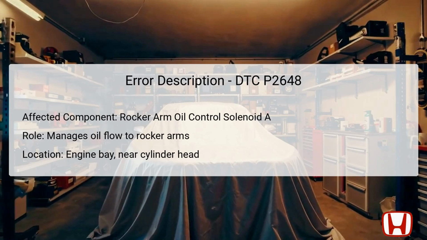If the solenoid fails or experiences a low voltage condition, it can severely impact engine performance, leading to rough idling, poor acceleration, or increased emissions. The solenoid is typically situated near the cylinder head, making it accessible for diagnosis and repair. Identifying its location is crucial for conducting the subsequent diagnostics correctly.